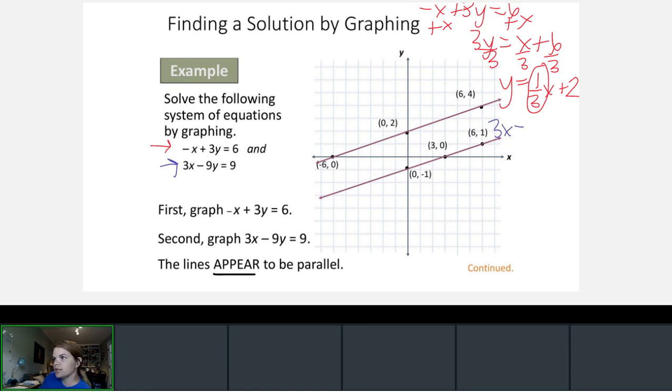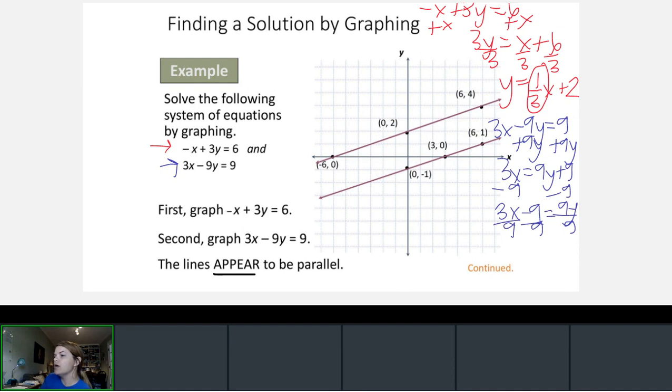So I have 3x minus 9y equals 9. I'm going to go ahead and add 9y to the other side so I can get rid of that negative. So I get 3x equals 9y plus 9. I'm going to subtract 9 from both sides. 3x minus 9 equals 9y. And now I'm going to divide everything by 9. So 3/9 simplifies to 1/3. So 1/3 x minus 1 equals y. And again, I have the same slope.